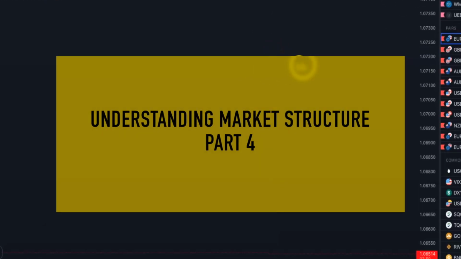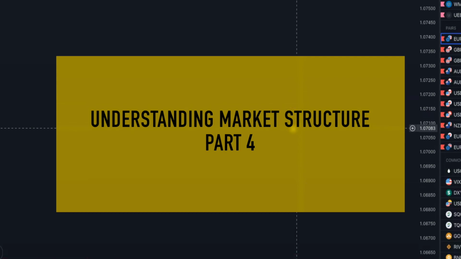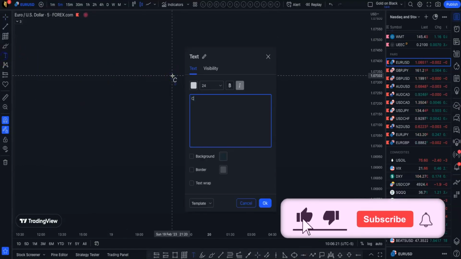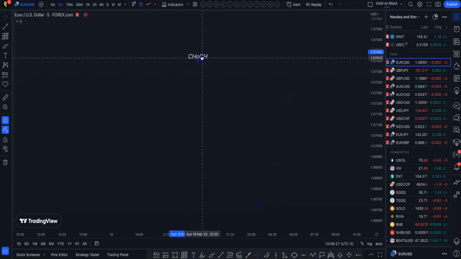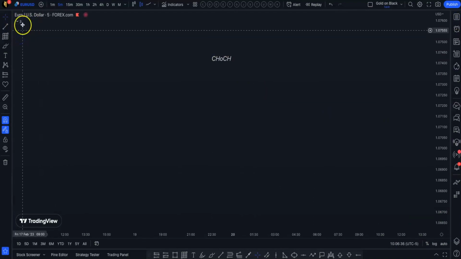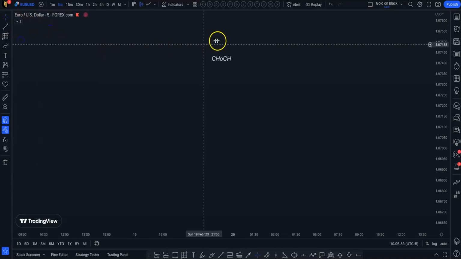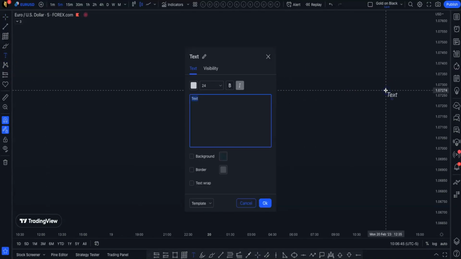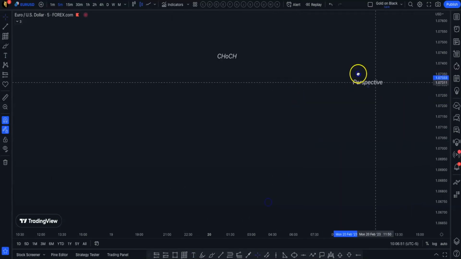This time, on this part 4 of market structure, I am going to be talking about change of character. This is a subject that is very confusing for some, maybe simple for others, but I'm going to show you how you can mark this thing up, how you can spot a change of character correctly, okay? And it's also about perspective, and I'm going to put this word here because it's going to make a lot of sense in a couple of minutes, right?